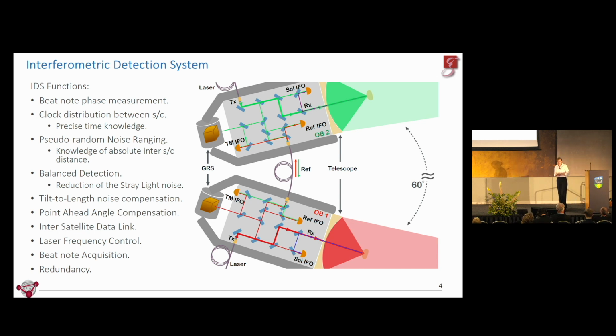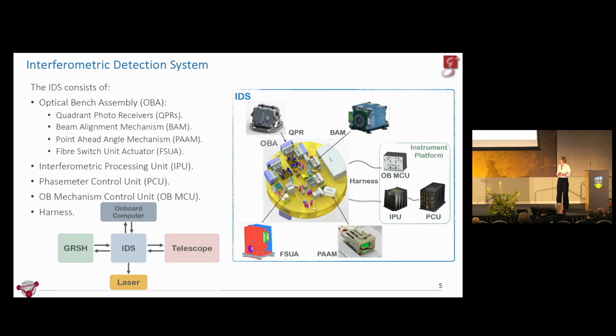An additional function is to provide the data link to the far spacecraft to send the science data and maintenance data, as well as the commands between the spacecraft. We also have to provide the means for beat note acquisition, the initial constellation acquisition, and as with all the units that fly in space, we have to provide the relevant redundancy to ensure a successful mission.